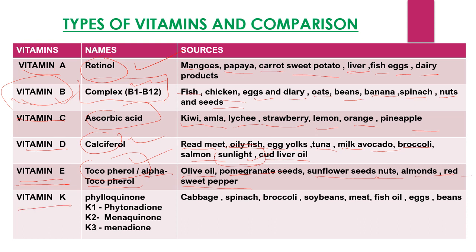There are three varieties of vitamin K: K1, K2, K3. The common name of vitamin K is hydroquinone, but the common name of vitamin K1 is phytonadione. K2 is called menaquinone. K3 is called menadione, and its sources are cabbage, spinach, broccoli, soya beans, meats, fish oil, eggs, beans, etc.